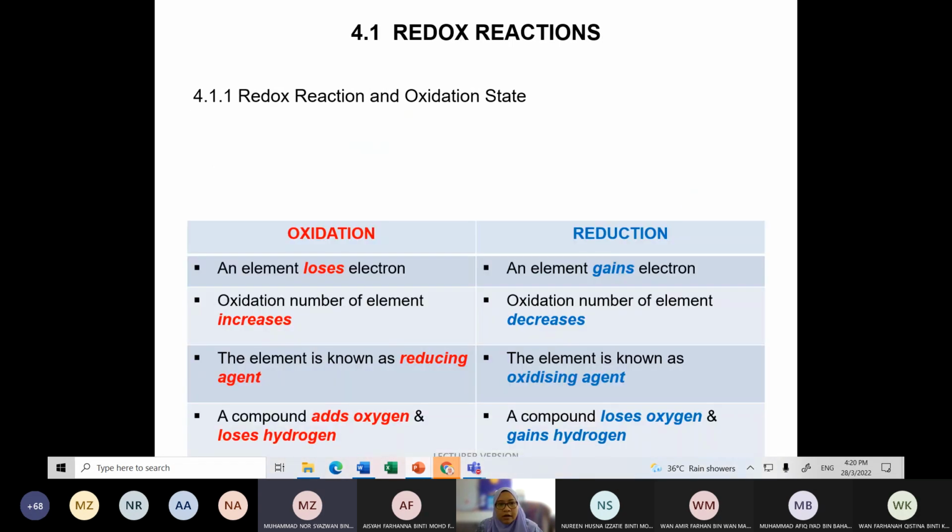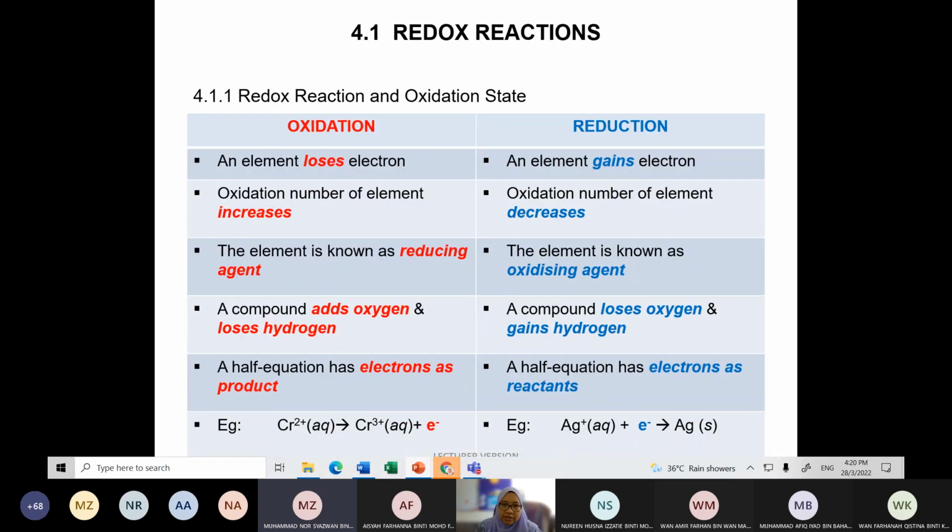So the difference between oxidation and reduction. Ini you dah familiar lah with this one. You dah belajar dah last time. So just to recap, oxidation, an element loses electron. Dia hilang electron. So dia oxidize. Kenapa dia oxidize? Because it lost the electron. So dia removes the electron from itself. On the other hand, reduction, the opposite to oxidation, it gains the electron. It's like donating and accepting lah.